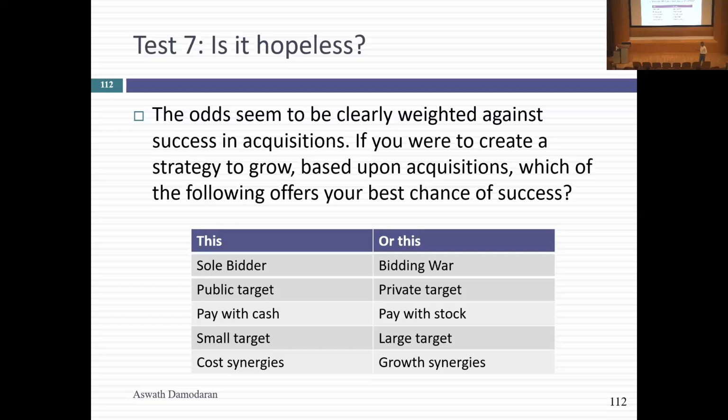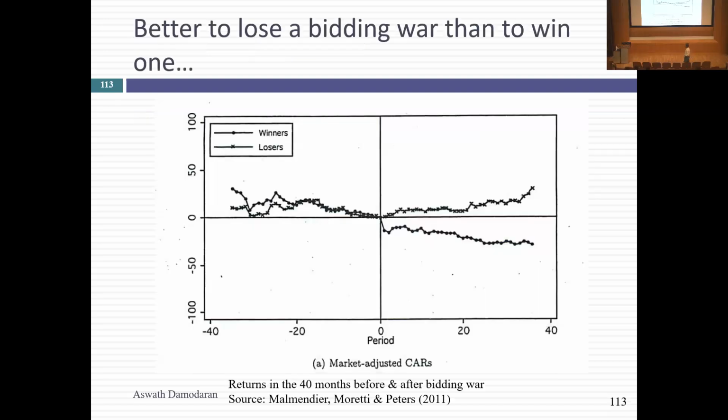Mergers of equals or mergers of unequals? Much better chance with a small target, right? Because if you make a mistake, then it's not going to kill you. At least you have a chance of fixing it. And finally, would you prefer to go for cost synergies or growth synergies? Cost synergies, right? Let's see if we back this up.